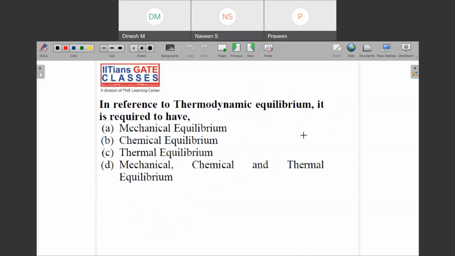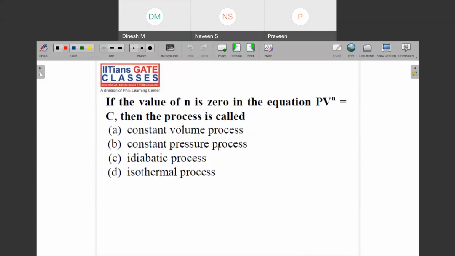Okay, let us read the next question. It says that in reference to thermodynamic equilibrium, it is required to have, yeah, very good, mechanical, chemical, and thermal equilibrium. So the best option is all of the above. We have seen these things. I am trying to help you: whatever we have done in the class, these questions appeared in some of the PSU exams or state engineering services. So I have picked these questions from there only. So you will appreciate that the questions are coming from the areas which we have studied in the class.